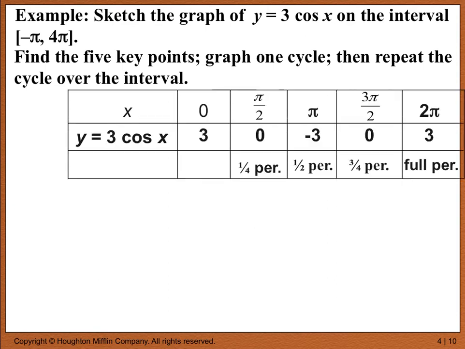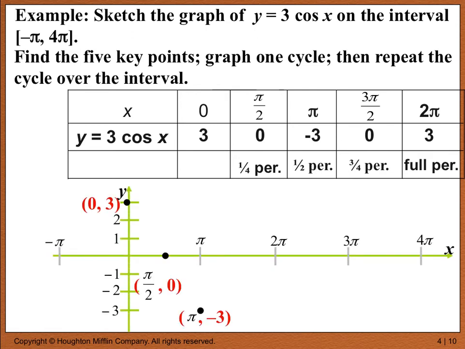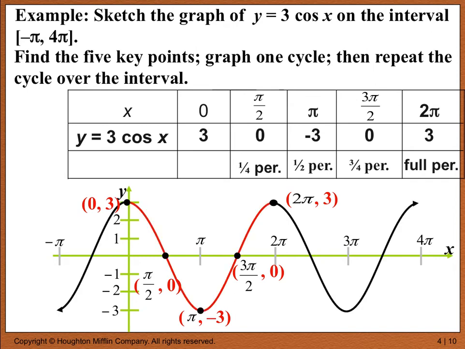Okay, so here's what your table looks like. You've got 0, which is the beginning of the period, pi over 2, quarter period, pi, half period, 3 pi over 2, 3/4 period, and 2 pi, full period. The values are 3, 0, -3, 0, 3, so you've got your critical points. Then you can simply graph those critical points for one cycle. And then all you do is extend that cycle over the interval. And since our interval is -pi to 4 pi, I only have to graph from -pi to 4 pi.